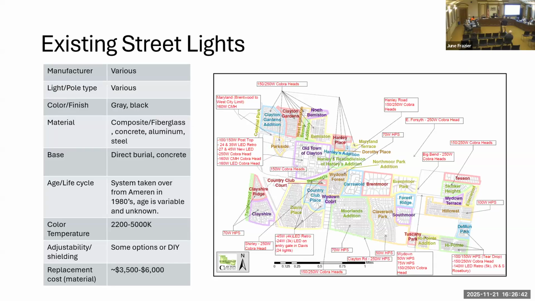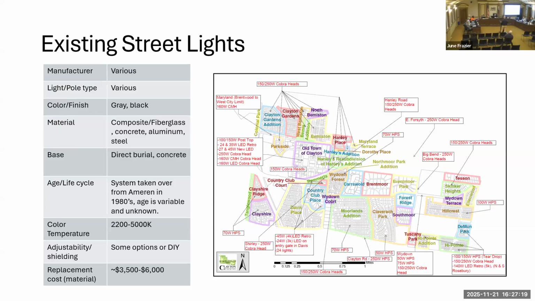For the bases out in the field, you'll either have a concrete base that has bolts and the pole is directly mounted to that, or it's a direct burial pole, meaning it's usually a composite pole that has an extension of 5 feet or so that goes into the ground, and just the soil pressure is what holds that pole up. The age and life cycle of the existing lights is hard to determine. We took over the system from Ameren in the 1980s. Some of them were installed with the subdivisions that went from private to public that we took over.